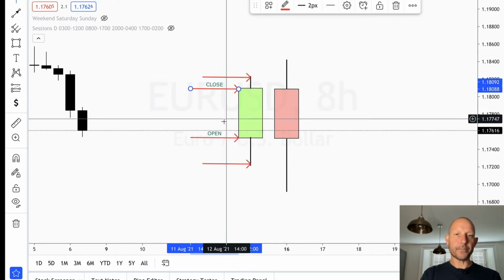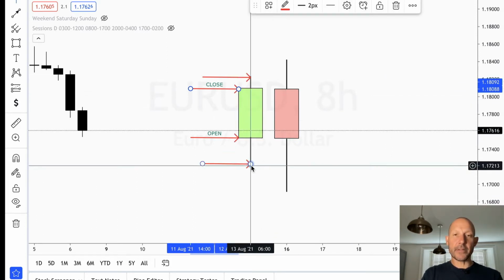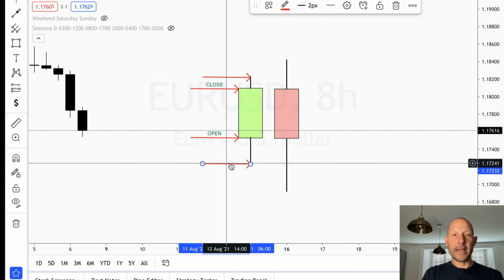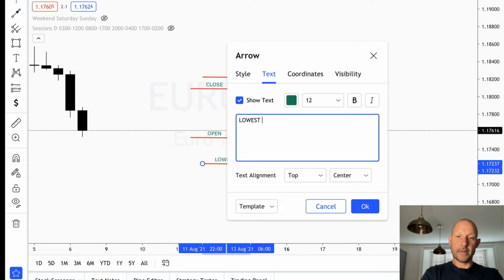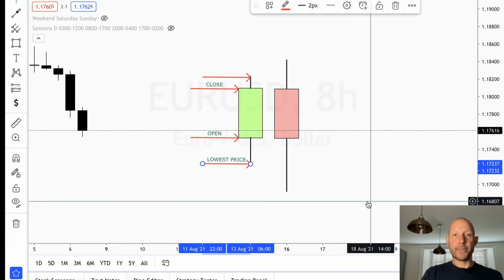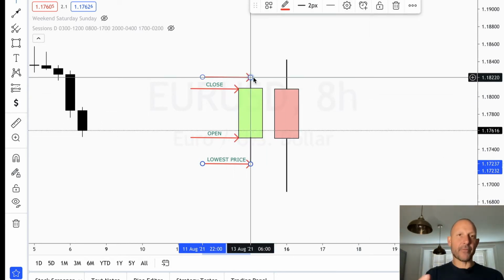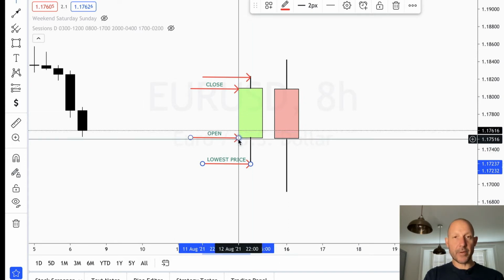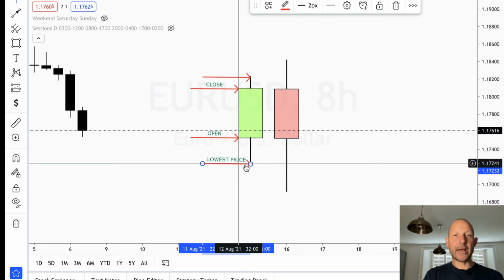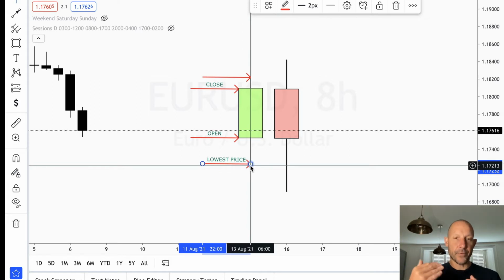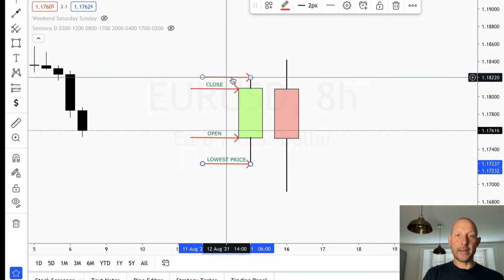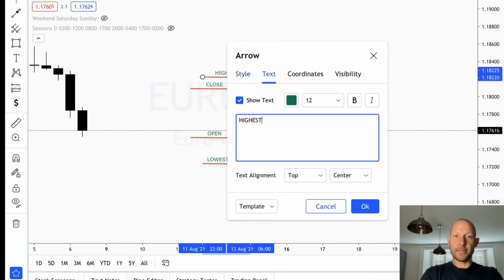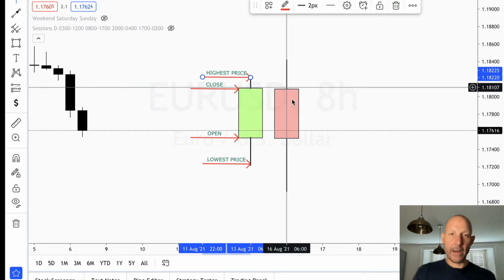Okay, now the bottom of the wick here is the lowest that price got to in that time frame of that particular candle. So if this is an hour candle, for instance, this would be the open of it, this would be the price it closed at, this would be the lowest price that the price came to during that hour, and this would be the highest price that it came to in that particular hour, okay?